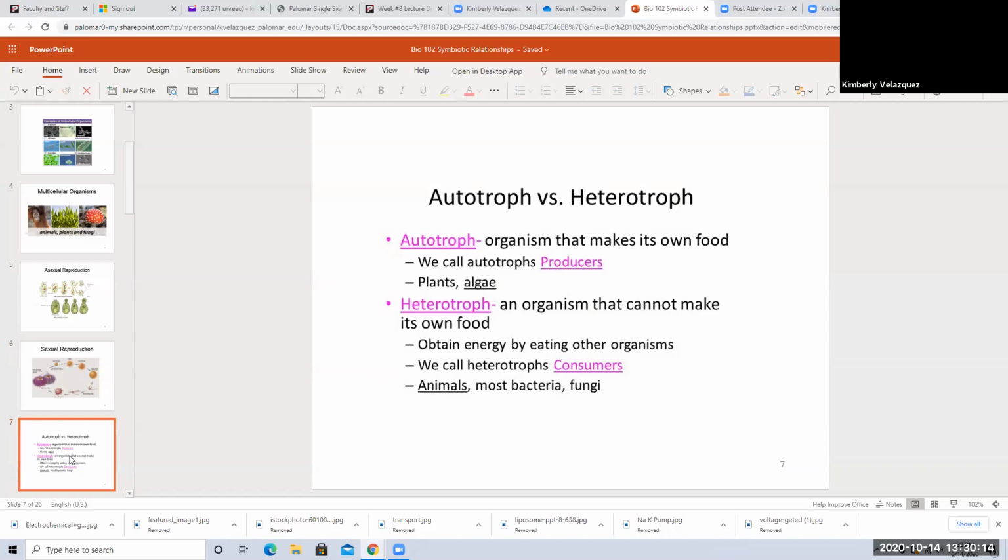Okay, an autotroph versus a heterotroph. An autotroph is an organism that makes its own food, and we usually call those autotrophs producers because they're producing food. So these would be plants and algae that carry out photosynthesis and they make carbohydrates for the rest of the food chain. Versus a heterotroph, who has to eat an autotroph or someone who ate an autotroph. So those are the consumers. They get their energy by eating other organisms. They cannot produce their own energy. And it's all animals, most bacteria and fungi that are what are called heterotrophs.